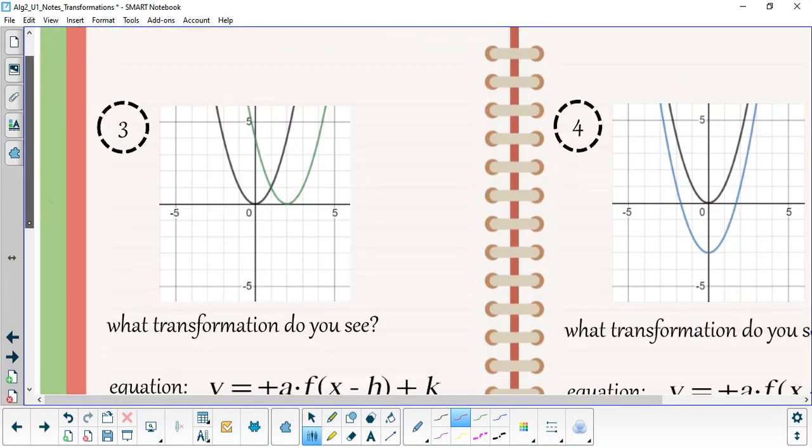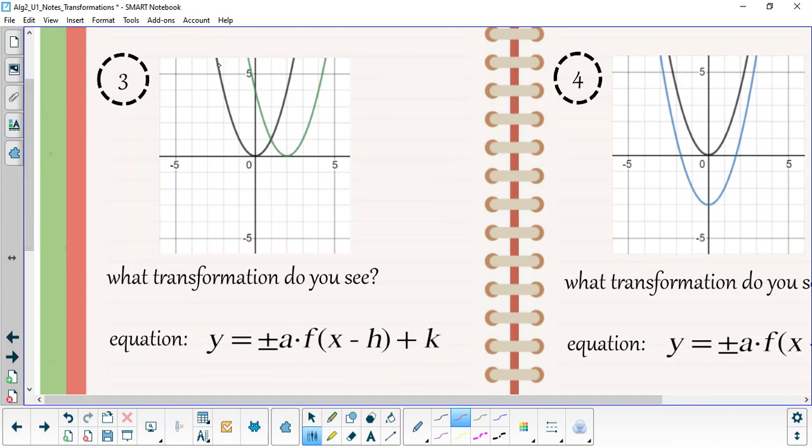Okay, let's look at another example. So again, the black graph is my parent. The green graph is the new one. So what transformation happened here? To move from the black to the green, I went to the right, and I went right 2 spaces. So I would say right 2.